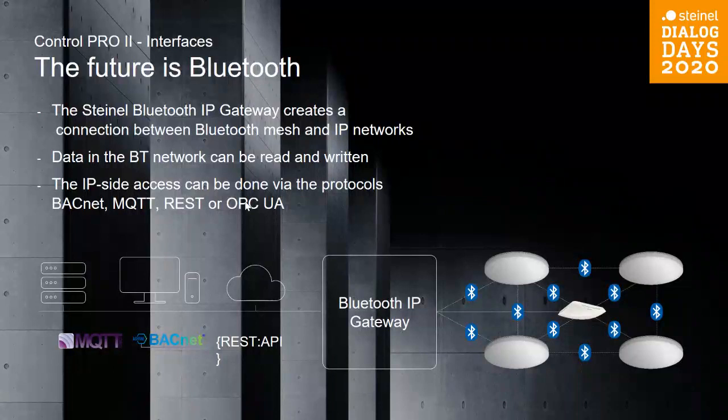The future is Bluetooth. Next year, Steinel will have a Bluetooth IP gateway that can create a connection between Bluetooth mesh and IP networks. The data in the Bluetooth network can be read and written, and the IP side access can be done via protocols, again BACnet, MQTT, and REST API.